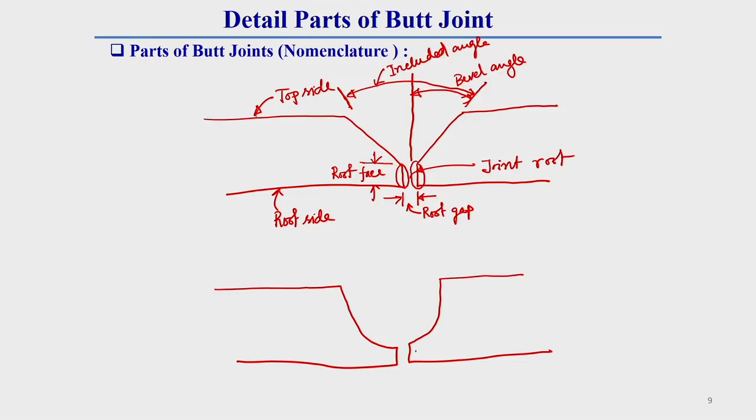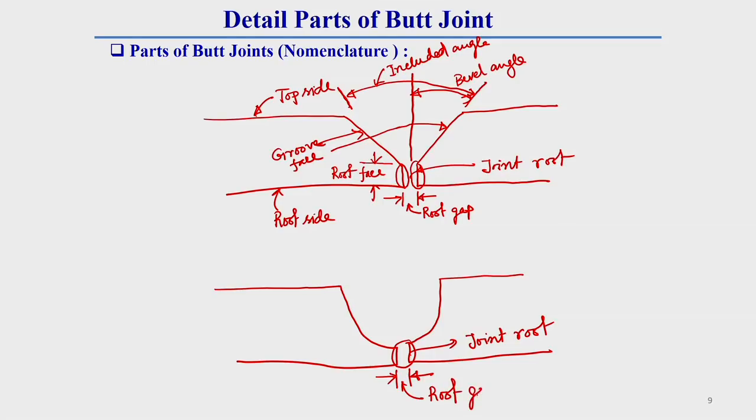In case of U groove or J groove, generally here also this is called joint root. Here also all the surfaces, this surface, all the surfaces are called groove face. Here also this is called joint root. In case of U groove, this is called root gap, this is called groove radius, and this is called groove angle. This groove angle is also sometimes called included angle.